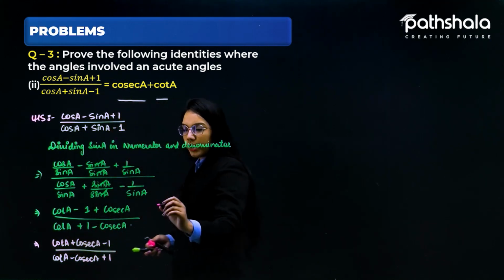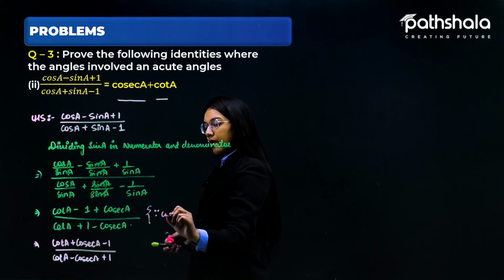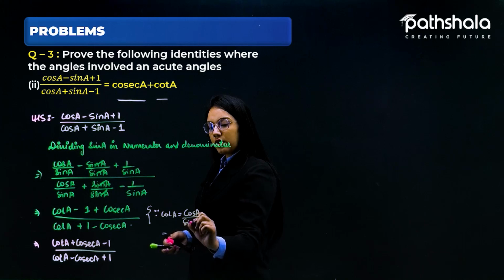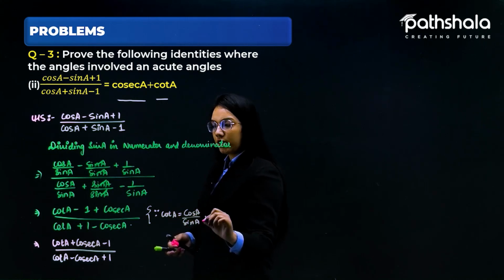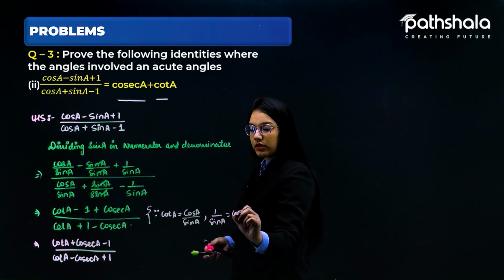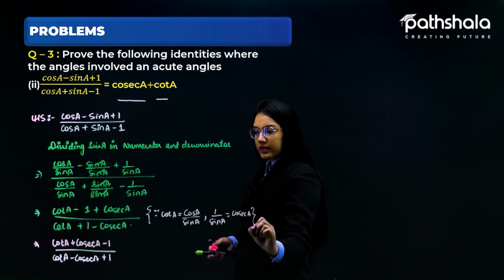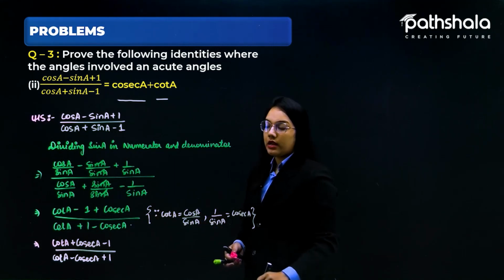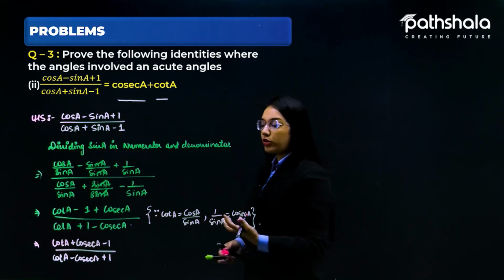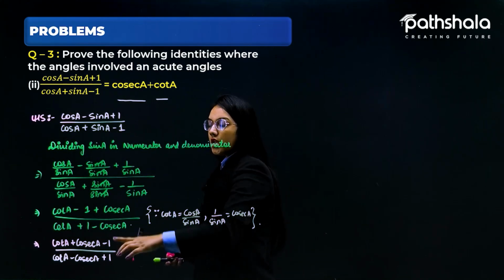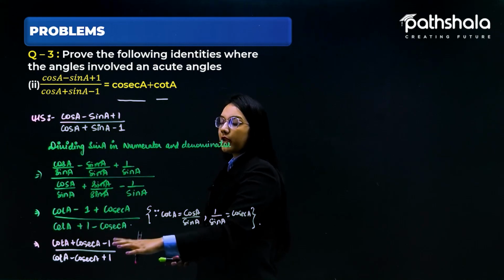The reason why I am writing cot of A is that cot of A is equal to cos of A by sin of A, and further 1 by sin of A is equal to cosec of A. So this is my reason why I am writing this P by Q formation into this one. Now let's move on further. Since we want to find out only one thing, that it is equal to cosec A plus cot A, we have to remove this P by Q formation over here.